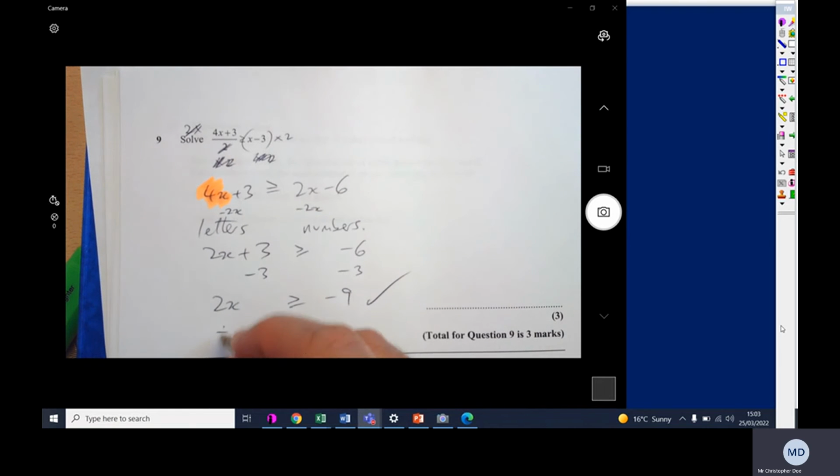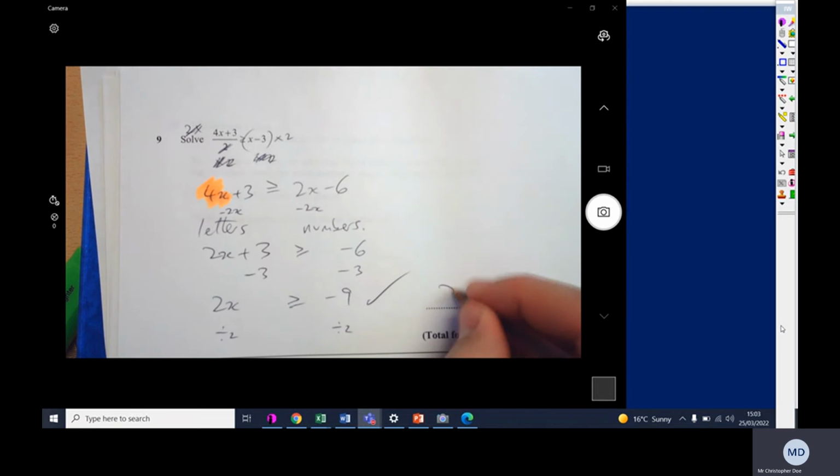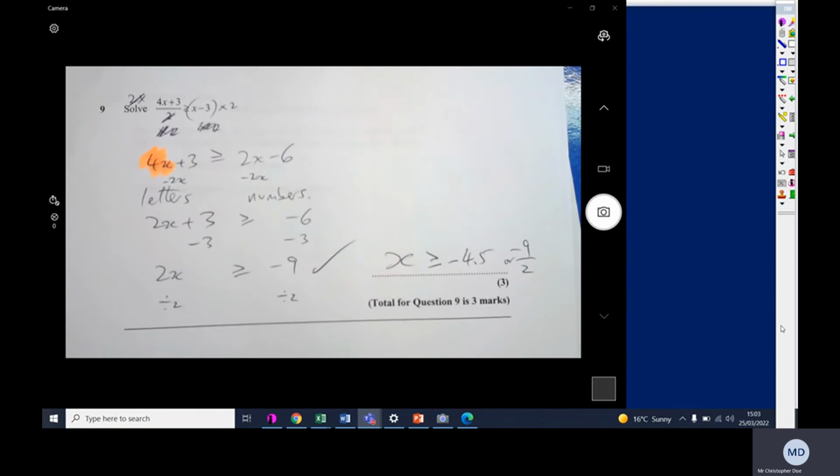And because I know it's 2x, I'm halving both sides. So my final answer is x is greater than or equal to minus 4.5, 9 over 2, minus 9 over 2 if you prefer either of those. Third mark.